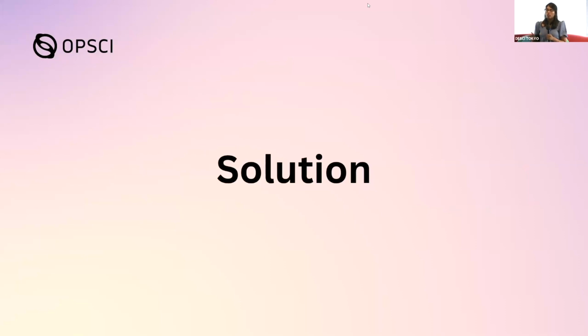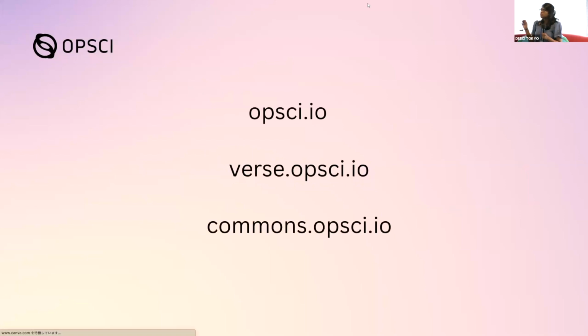But we quickly ran into a problem of needing an identity. If it's just connect wallet and then publish a data set, it doesn't really serve anything. For that reason, we went on to create an identity too. Just a brief note, OpSci.io is the open science community autonomous society that we are, and Verse and Commons are the two products that we are building. Verse is the identity solution that I was talking about, and Commons is the decentralized archival platform.